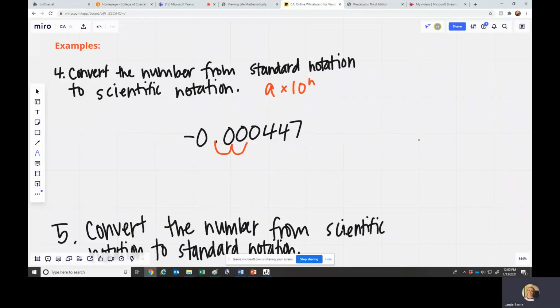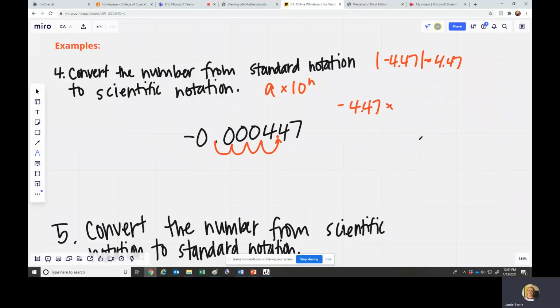So 1, 2, 3, 4. If we move the decimal right there, that would be negative 4.47. And the absolute value of negative 4.47 is just 4.47. That number is definitely between 1 and 10. So we move the decimal over 4 times.